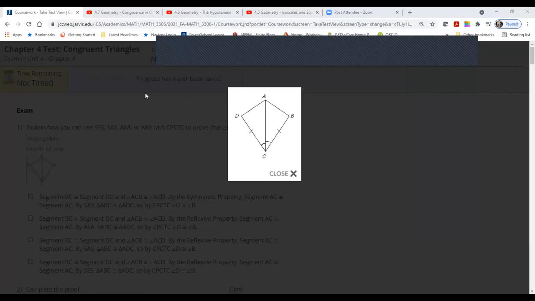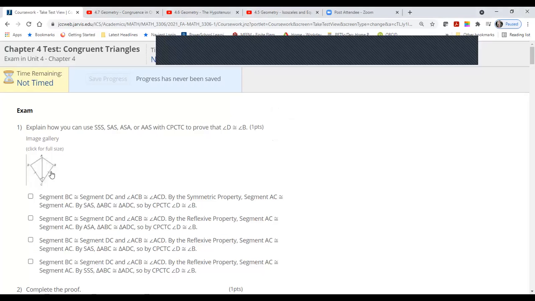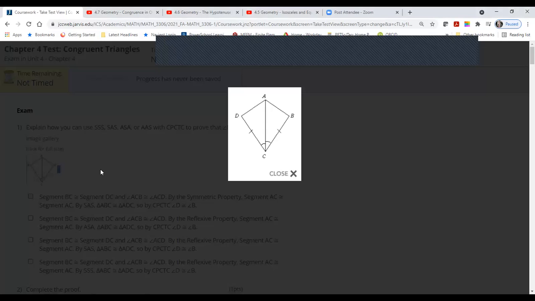So you need to use one of these theorems in order to prove that those two triangles are congruent. So because this is the same, and in these two triangles these two angles are congruent, right? And this side is also congruent. So you can use side angle side to prove these two triangles are congruent.